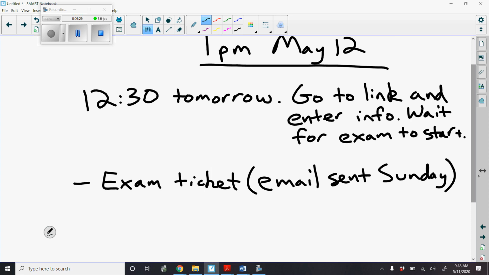Now, all the problems are supposed to be, you're able to do them without a calculator, but I still want you to have your calculator with you. So have your calculator with you.